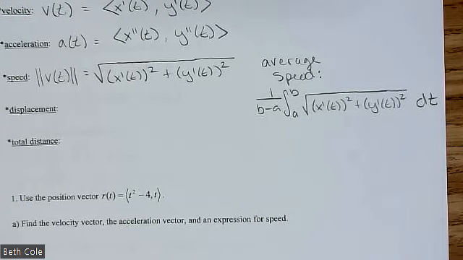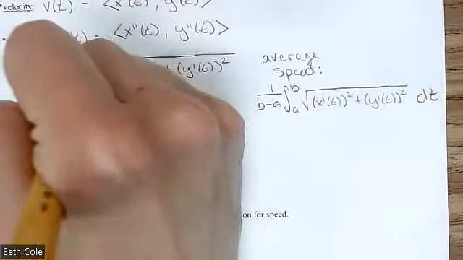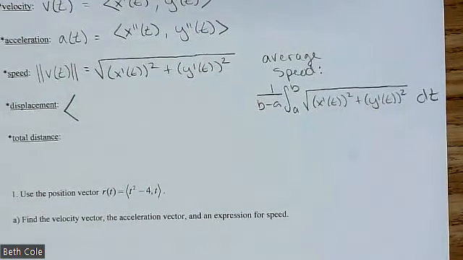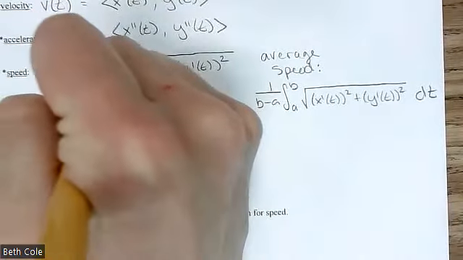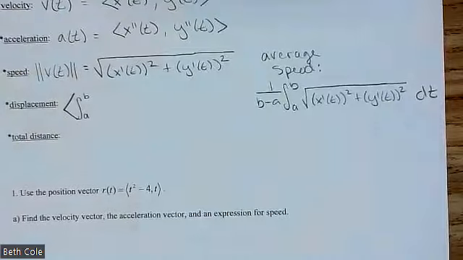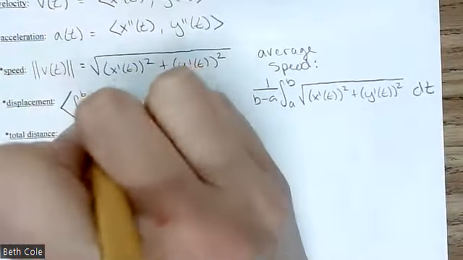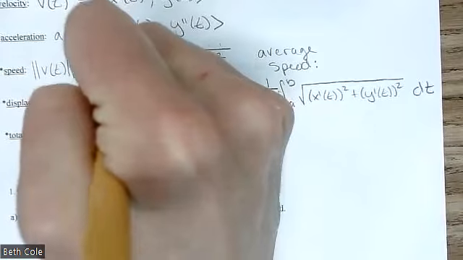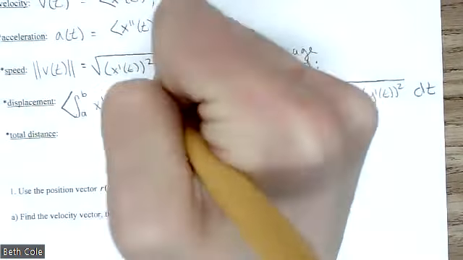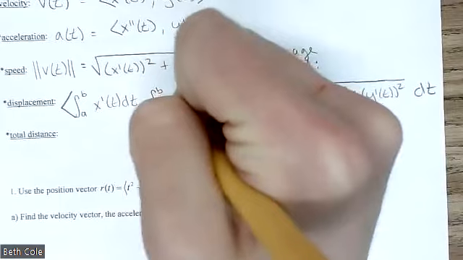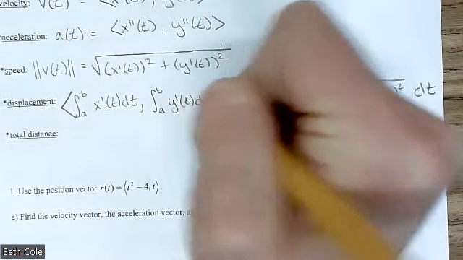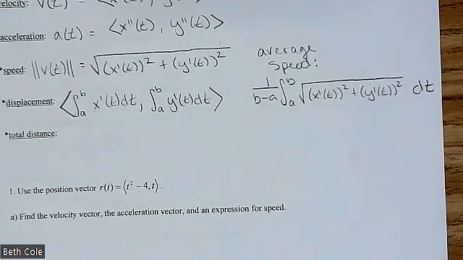Okay. So it is the same thing with these. Your displacement, and again, you're gonna have those pointy parentheses, it'll be integral a to b x prime of t dt. And then same thing, integral a to b y prime of t dt. And the reason it's the derivative is because that's the velocity. So it's same as before, you just have two of them. You have one for the x and one for the y.